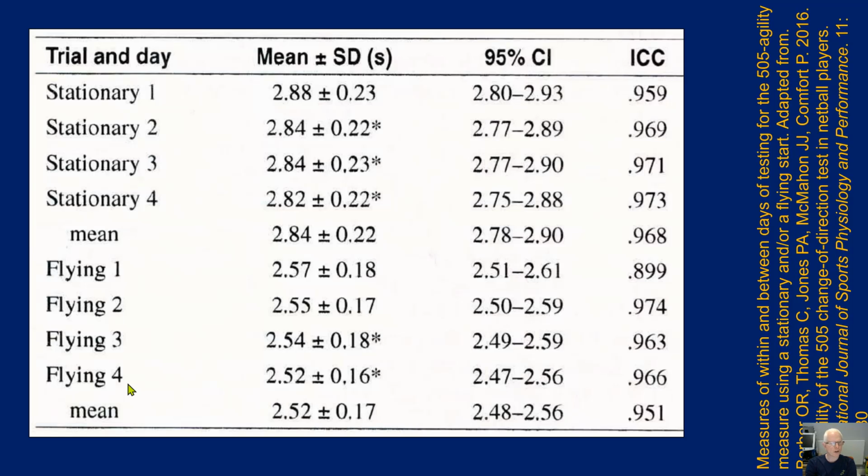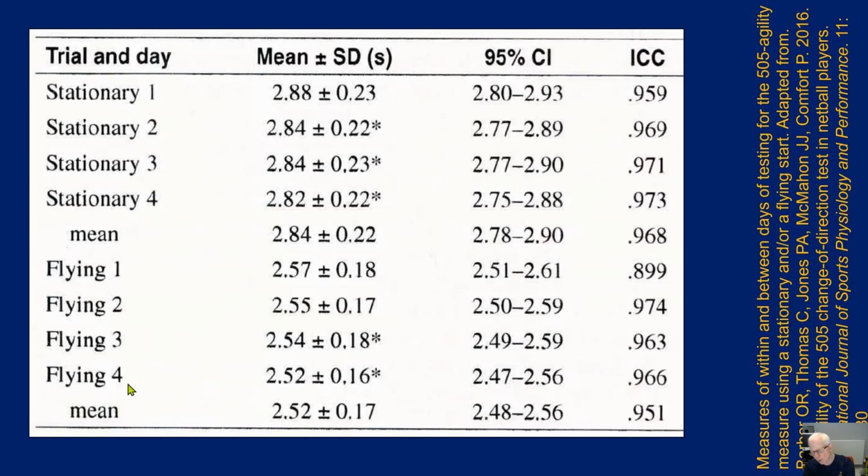So is it repeatable across days? And actually what you can see, if you look at the stationary, it goes 288, 84, 84, 82. So very, very consistent across the test. The only one that is significantly different is stationary 1. If you look at the flyings, it goes 257, 255, 252. So they're getting more consistent, but only by the time they get to trials 3 and 4.